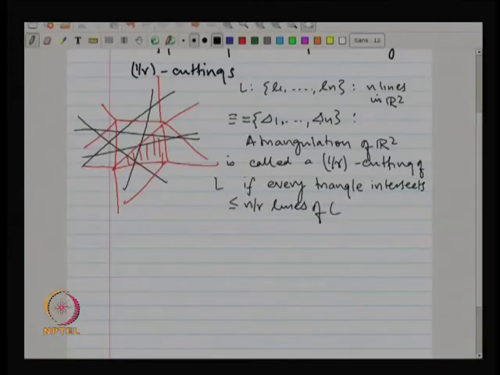So, the question is, what is the size of a 1 over r cutting? If you want to have this condition, then how many triangles do you need? And here is a theorem.